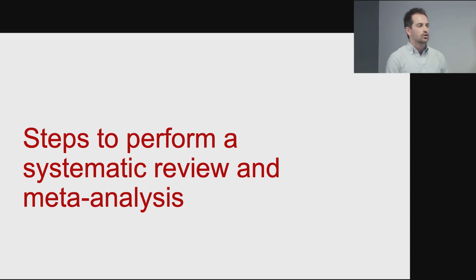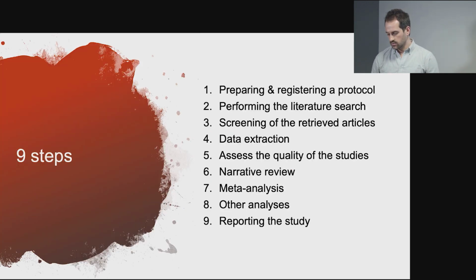Okay, now we're going to go through some steps that you may want to use to perform a meta-analysis. So I think that there are 9 basic steps, from preparing your research protocol to performing the literature review, screening all the articles, extracting all the information, assessing the quality of the information, performing a narrative review, and then performing a meta-analysis and also some other analyses. And finally, reporting the studies. That is not a step you should forget.